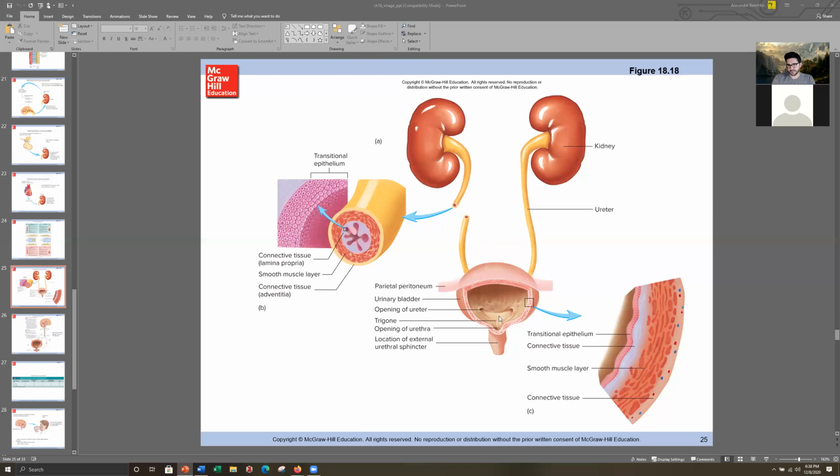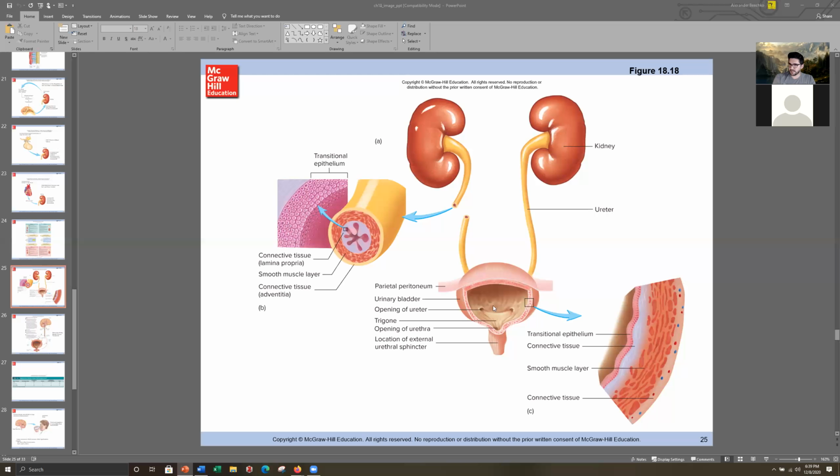The bladder has a specialized portion that doesn't have transitional epithelia, but the rest of the bladder is made up of transitional epithelium. This trigone of the bladder here is where we have two ureteral openings, and then we have the main urethral exit right here, where we have an external sphincter that can help close off the opening of the urethra. When we urinate, that external urethral sphincter will relax and allow urine to pass through.